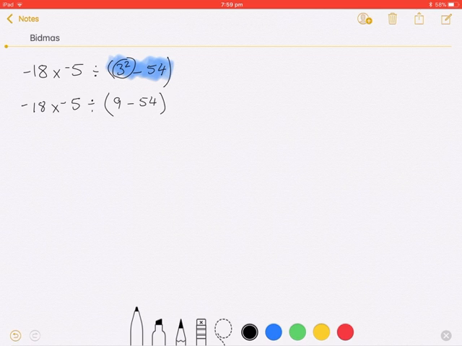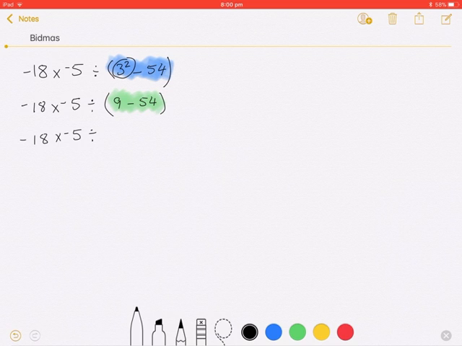Alright, so now I actually have to do what's in the brackets. And the thing that's in the brackets is 9 take 54. I write everything else the same. Negative 18 multiplied by negative 5 divided by whatever 9 take 54 is.